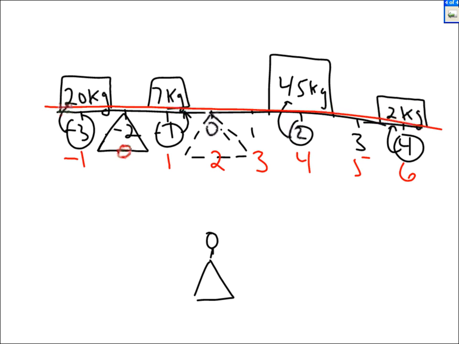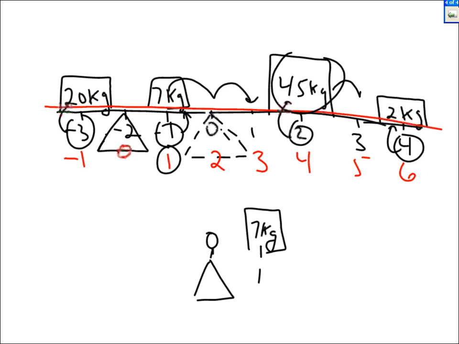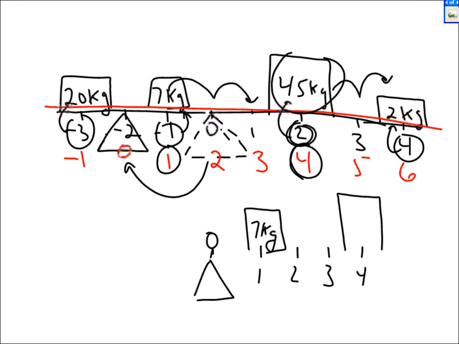And we'll move the first mass 1, 2 to the right. That puts it at 1. That would be the 7 kgs. And the 45, we'll move it 2 to the right, which it used to be at 2, now it'll be at 4, just like we wanted to get it at. It's the same as moving the fulcrum from here to there.